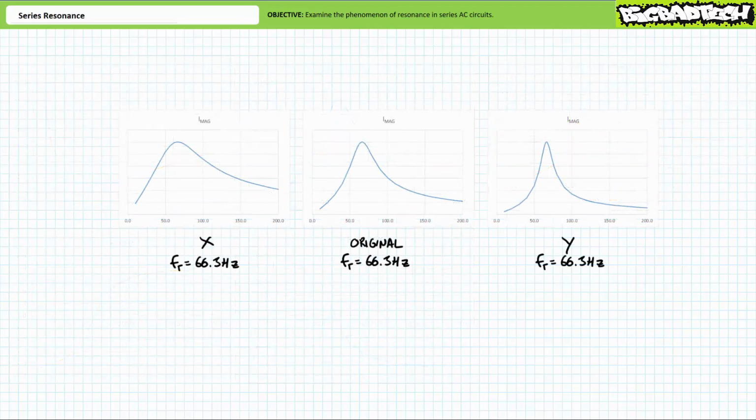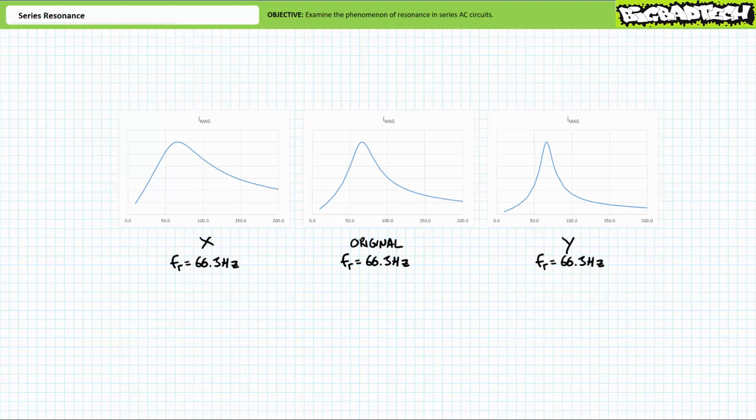Compare and contrast the plot of current magnitude as a function of frequency with these plots for 2 additional circuits, circuit X on the left and circuit Y on the right, plotted on the same scale as our original circuit in the center. Yes, the character of these additional plots may appear subtly altered, but if you think about it, they're all permutations of the same general purpose plot of current as a function of frequency.